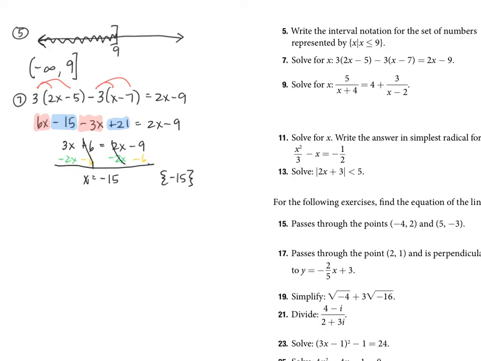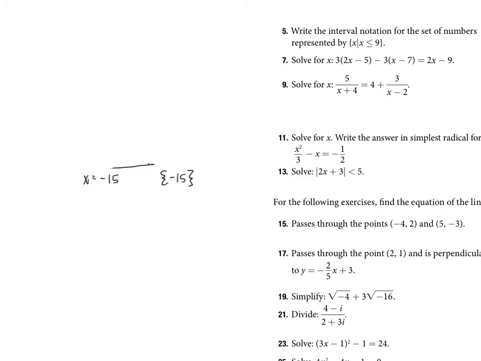All right, let's see, number 9. We might not have space for number 9 here. Let me go ahead and erase this, and we'll go ahead and do number 9, and then we'll skip over and do some of the evens. All right, number 9.